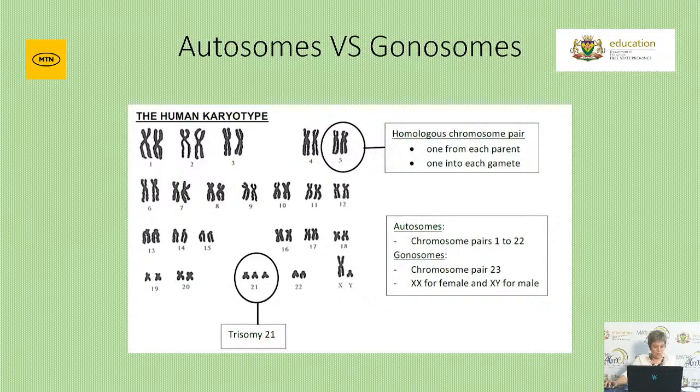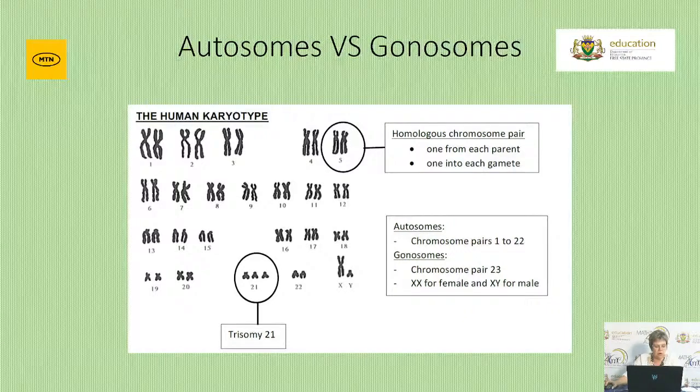As I stated before, the karyotype is the number and shape of homologous chromosomes that is displayed. And we can see in this case, we have homologous chromosome pairs, there it is. We can see that the autosomes are number 1 to 22, and then the gonosome is number 23. And I just want to emphasize something on the gonosome. When we refer to this, we say this is an example of a male.